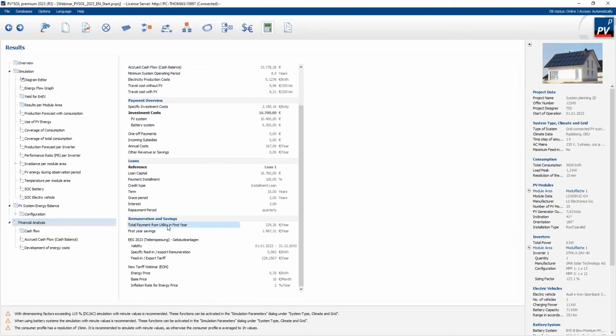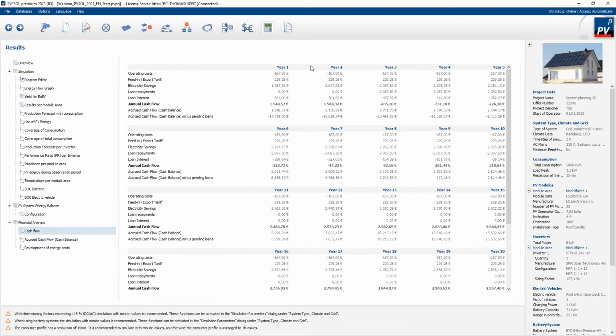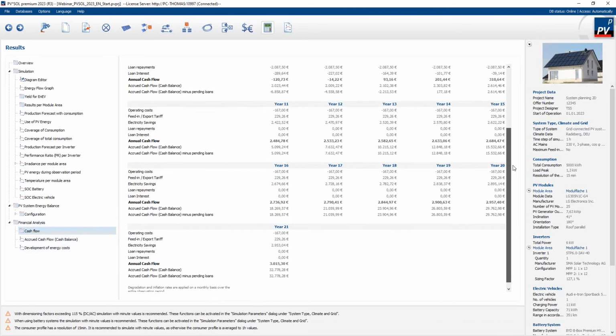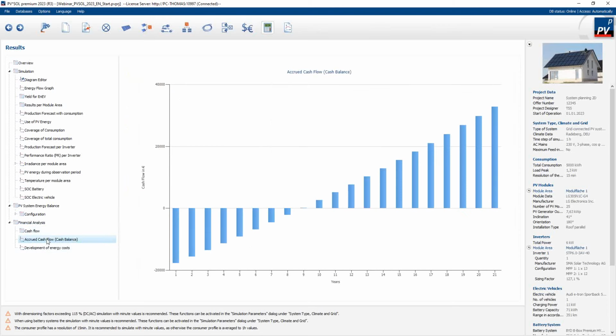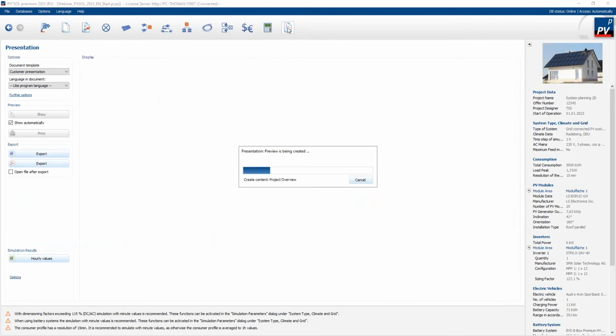And in the lower part, you can see the income. The first one is total payment from utility in the first year. This is for feed-in. It's about 230 euro. And the savings are about 1,990 euro per year. This can also be seen in the cash flow table, where the values for the whole assessment period are shown, in combination with the accrued cash flow. There's also a graph for that. Those are the results. What is left is the presentation.